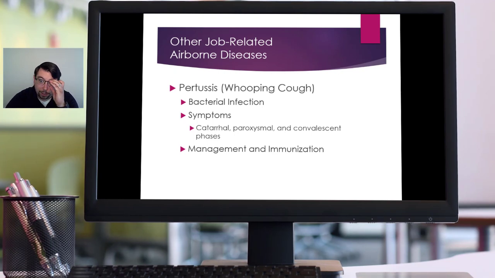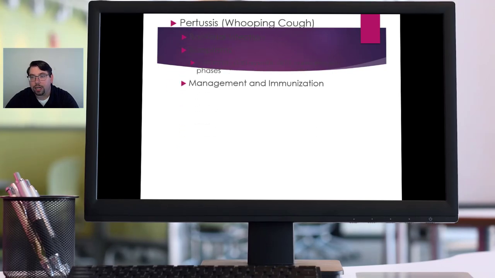Pertussis, or whooping cough, is another one that we get treated for. It's a bacterial infection, and again, it's something you can get immunized for. Most of the symptoms are going to be noted by the persistent cough. And then obviously management is going to be isolation precautions for you, and then hopefully immunization and treatments later on for the child.